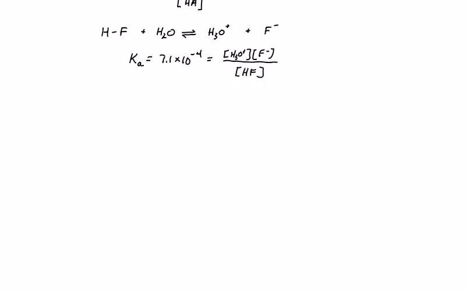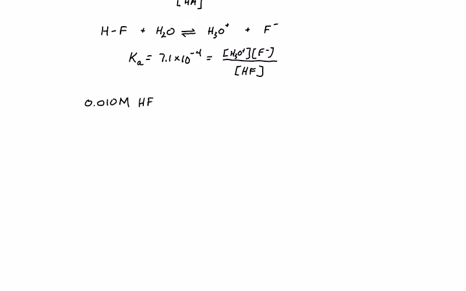Okay, so let's suppose we have a solution of HF, so we have a 0.010 molar solution of HF, and we want to know what is the pH of this solution. Now remember, we can't just treat the concentration of HF as the concentration of hydronium because, again, HF is a weak acid. It does not completely dissociate and convert to hydronium. So what we need to do here is an equilibrium problem.